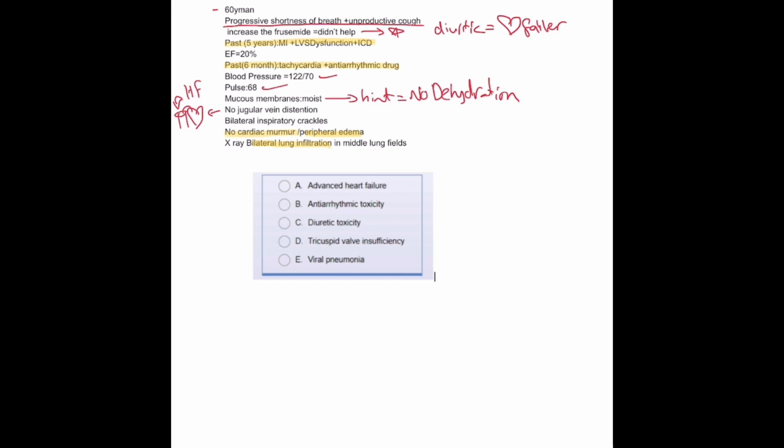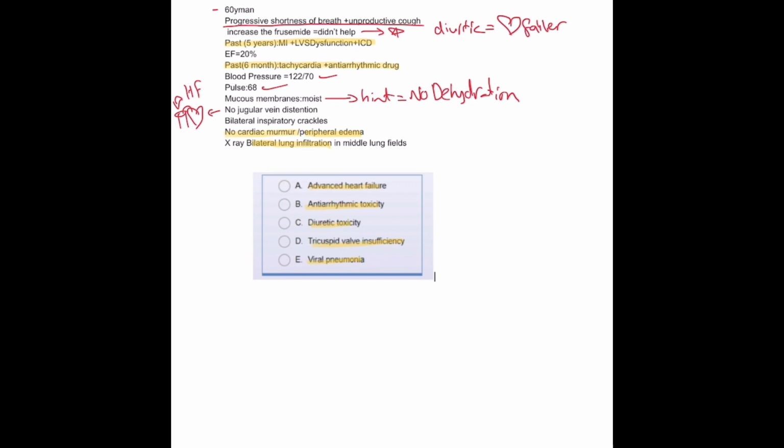Let's say the choices. We've got an advanced heart failure. We've got an antiarrhythmic toxicity, diuretic toxicity, tricuspid valve, viral pneumonia. Always remember in solving clinical cases to use the hints that are mentioned and what diseases the patient has gone through and how they were treated. Sometimes the time period that the patient was treated in is also essential.